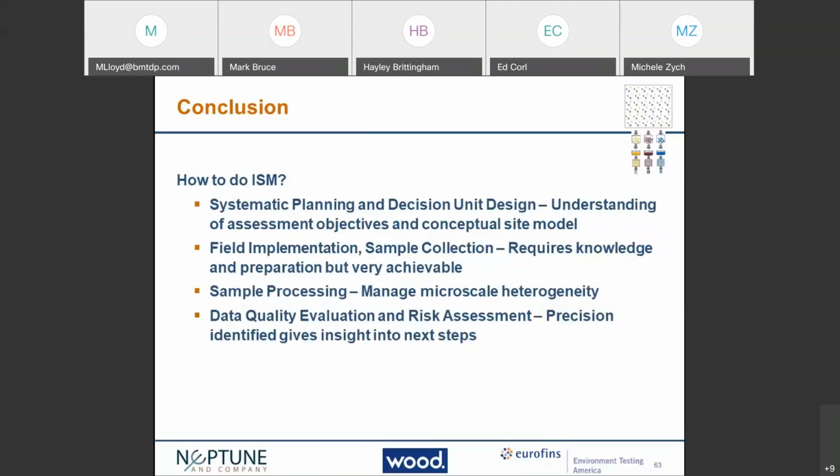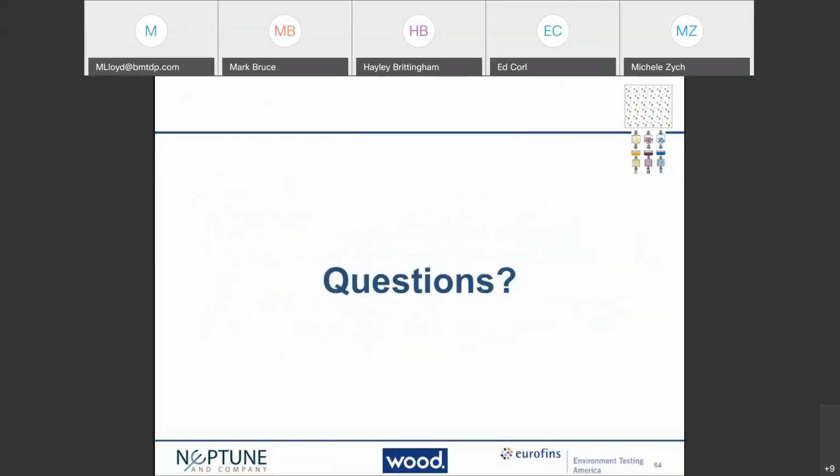And in the second part, we talked about how to do ISM, including how to plan out your decision units, accounting for the objectives and conceptual site model. Michelle talked about how to prepare for the actual sample collection, and Mark talked about how effective sample processing manages microscale heterogeneity. And finally, we talked about data quality evaluation and how the precision that's achieved gives insights into next steps. And at this time, we'd be happy to take any questions.